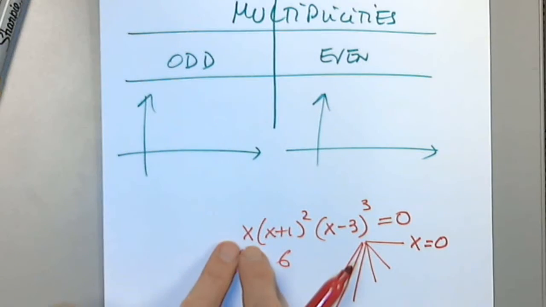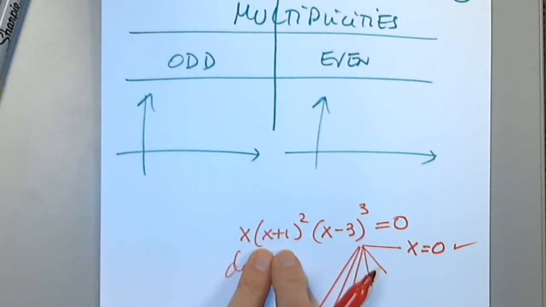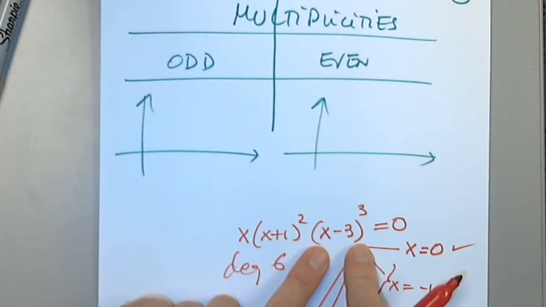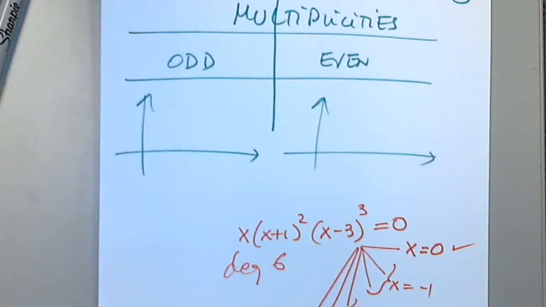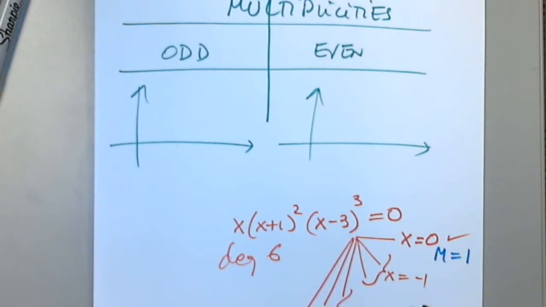X equals 0. Awesome. How many times? Once. Then x equals negative 1. Say it again. Perfect. How many times? 2. Very good. X equals 3. How many times? 3. Very good. How many times does x equals 0 appear as a solution? Multiplicity 1. How many times does x equals negative 1 appear as a solution? Multiplicity 2. How many times does x equals 3 appear? Multiplicity 3. It doesn't mean that it crosses 3 times at 3. It doesn't mean that it crosses twice at negative 1.